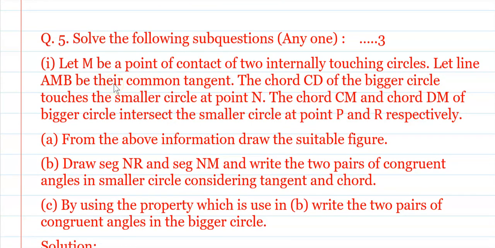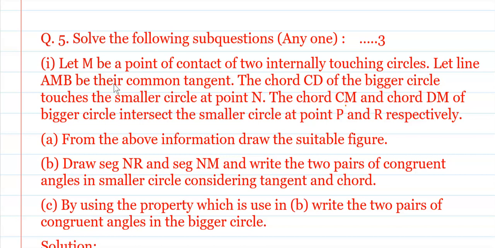Question number 5. Let M be the point of contact of two internally touching circles. Let line AMB be their common tangent. The chord CD of the bigger circle touches the smaller circle at point N. The chords CM and DM of the bigger circle intersect the smaller circle at P and R respectively. From the above information, draw the suitable figure.